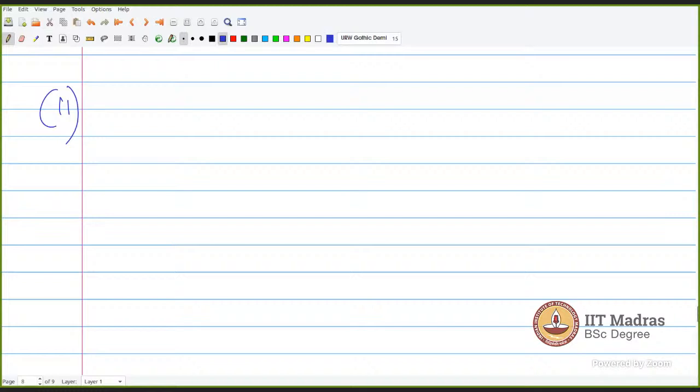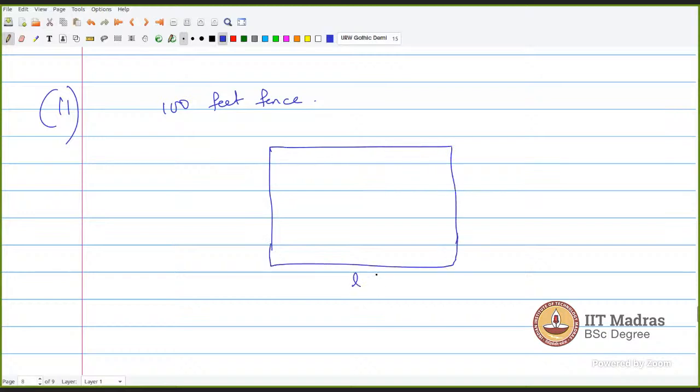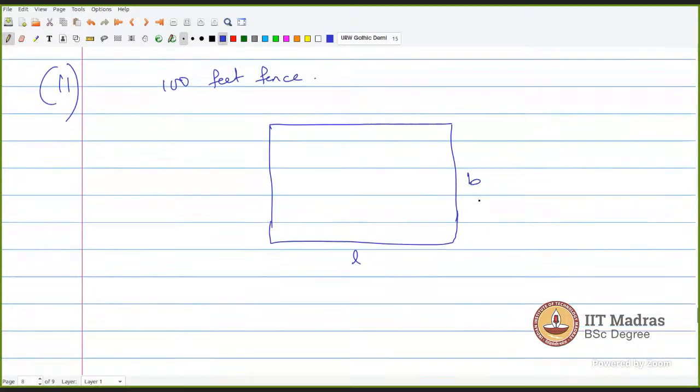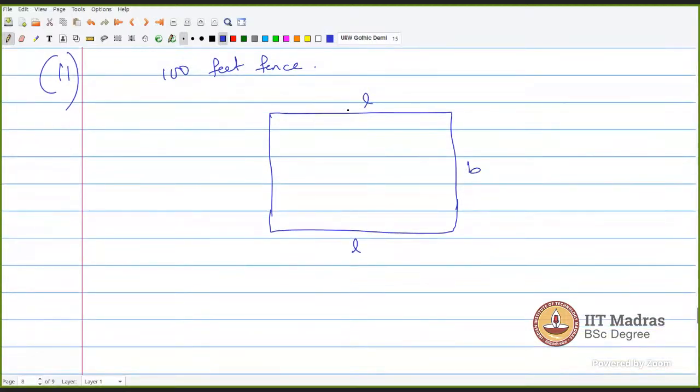Just take length as something. If you want to make a rectangular garden with 100 feet of fence... Are you drawing something on the screen? No, I will just draw it. I have a 100 feet fence, and now I am making a rectangular fence. This is length L and this is breadth B.